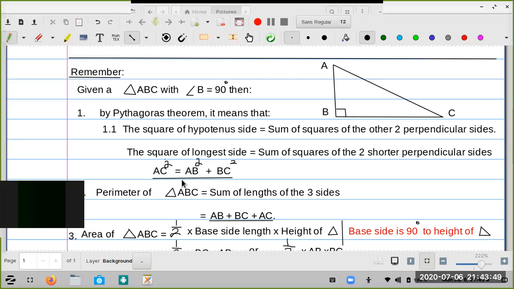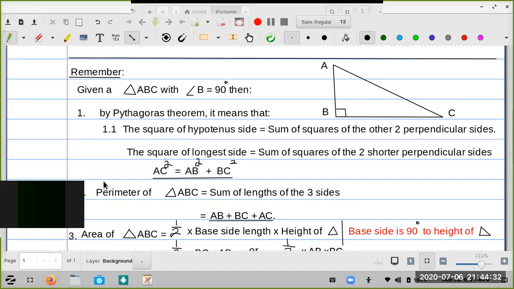Sides, right? AC, this is one side of the triangle. Remember, a side of a triangle is represented by letters on the vertices of the triangle. So side AC is the longest or the hypotenuse side, the side opposite 90 degrees, right? So AC squared is equal to the sum of the two shorter perpendicular sides: AB squared plus BC squared, right? It's the same thing, but now written in mathematical form. Now, this is just a reminder, remember.